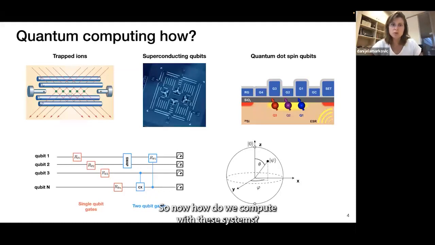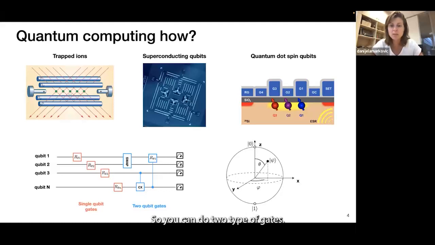So now, how do we compute with these systems? Well, we have the equivalent of gates that you know from classical computing, but gates here are defined in a slightly wider sense, because a qubit is wider than a bit, meaning that it can take more than 2 values, which are 0 and 1. It can be anywhere on this sphere that you see in the bottom right. So you can imagine a qubit as an arrow pointing anywhere on the surface of this sphere. So it's defined by these two angles, phi and theta. Theta is the angle between the state 0 and the state 1, and phi is the phase.